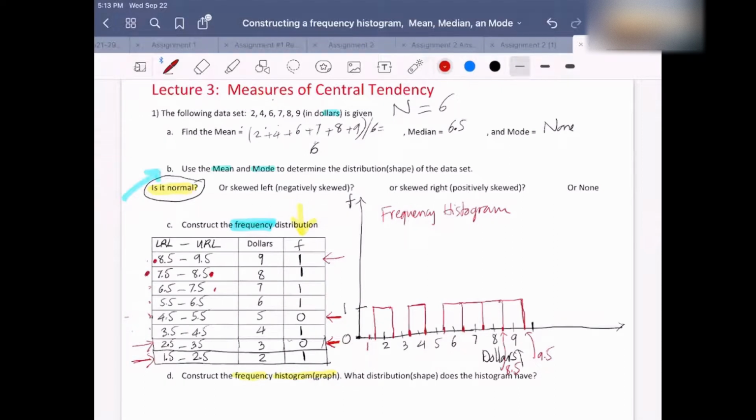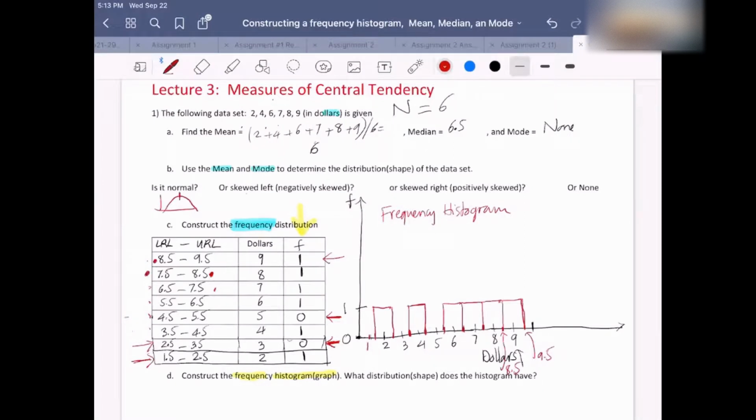Vanessa, good guess. But what do you think? Do you see any bars that are higher than the others? Normal means that the bars in the middle are higher than the bars on both sides. That's what it means by normal. Let's review what normal is so that you can have an idea. Normal means that the graph will look like this, everyone. It is high in the middle and then low on the sides.